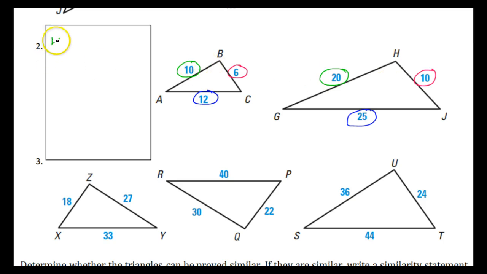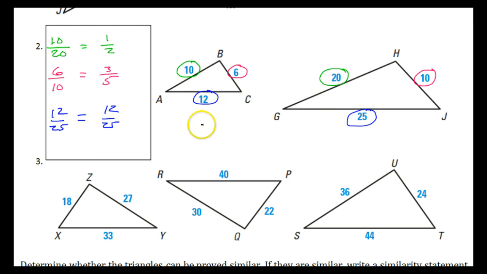So that would be 10 over 20, which of course is 1/2. What about the pinks? For the pinks, that would be 6 over 10. But that would be 3/5. So this is also a fail. Let me just follow through. 12 over 25, that doesn't even reduce. It just stays 12 over 25. So these two triangles are not similar either.